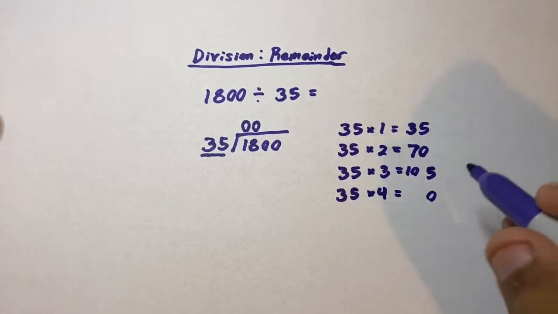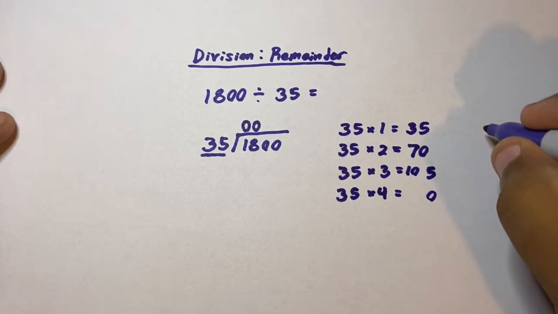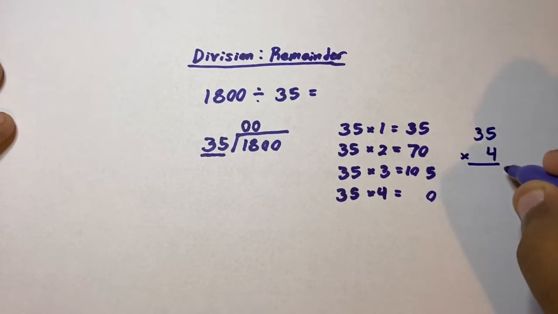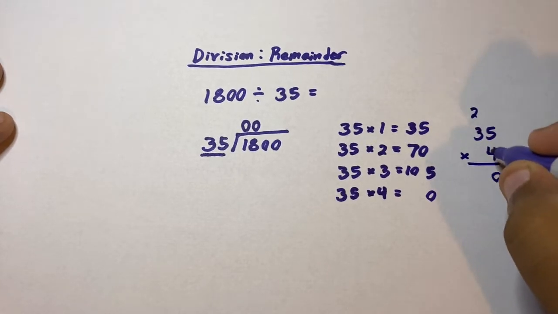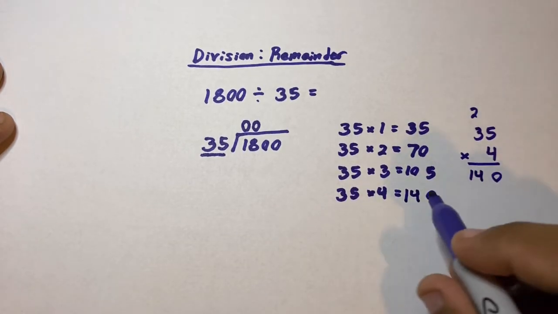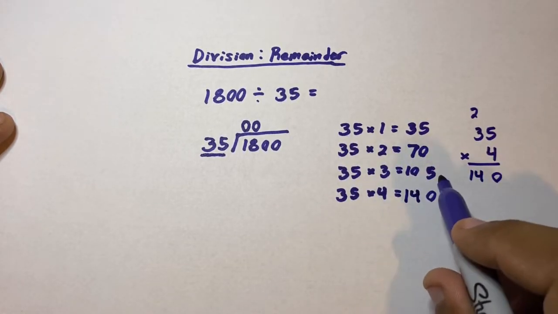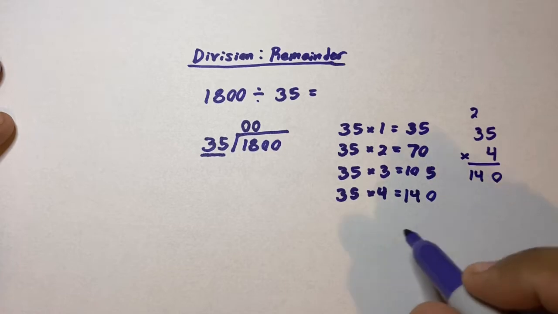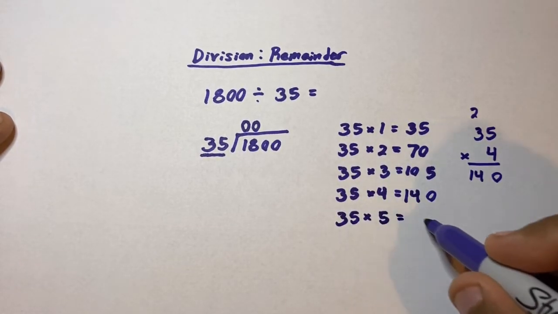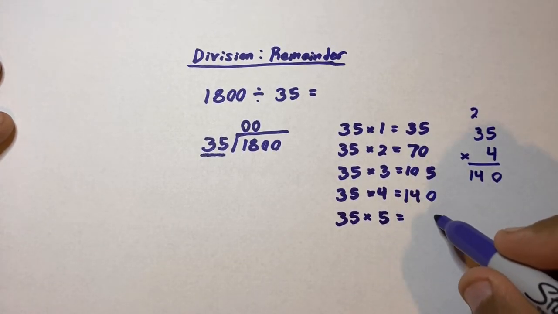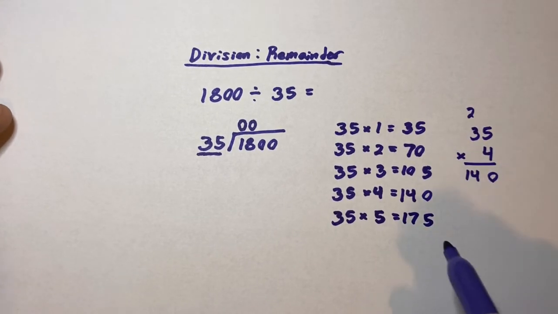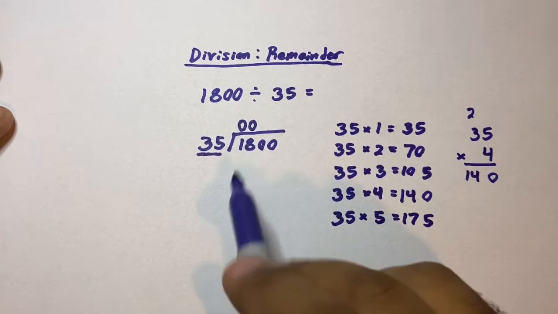man, I'm not great at math either, but it's all right. So if you get stuck here, like I just did, we can just do this. 35 times 4 is 140. I could have also just added 105 plus 35 and it would have given me the same thing. Now let's do 35 times 5. We can just add 35 to this 140, so it'll be 175. Now, can 175 fit inside 180? Yes, it can.